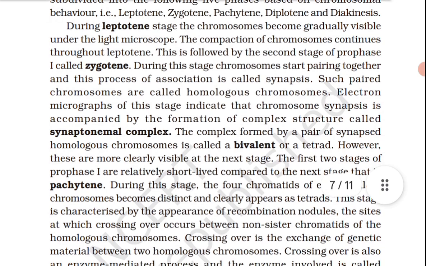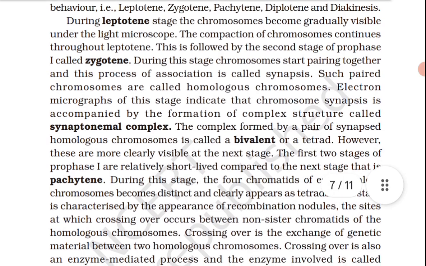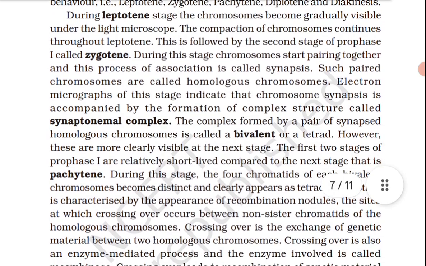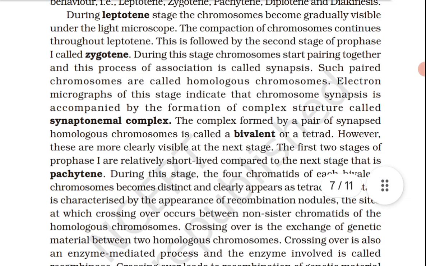Next is metaphase I. The bivalent chromosomes align on the equatorial plate. The microtubules from the opposite poles of the spindle attach to the kinetochores of the homologous chromosomes. Next is anaphase I. The homologous chromosomes separate while sister chromatids remain associated at their centromeres.